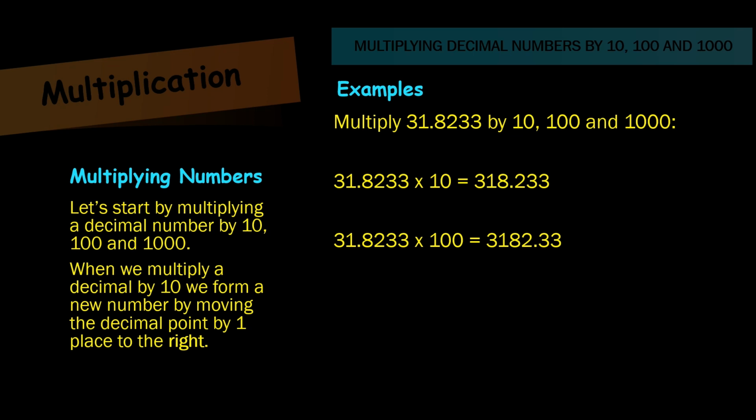Similarly, if we multiply 31.8233 by 100, we get the same digits with the decimal place shifted two places to the right. And finally, if we multiply 31.8233 by 1000, we get the same digits with the decimal place shifted three places to the right.